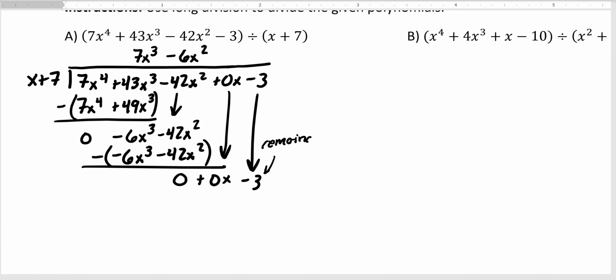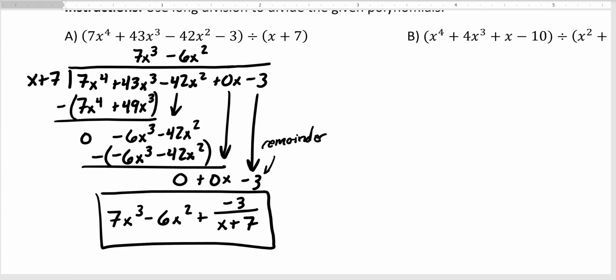So for this one, our quotient is 7x to the third minus 6x squared plus negative 3 over x plus 7. There we go. All right, let's look at letter B here.